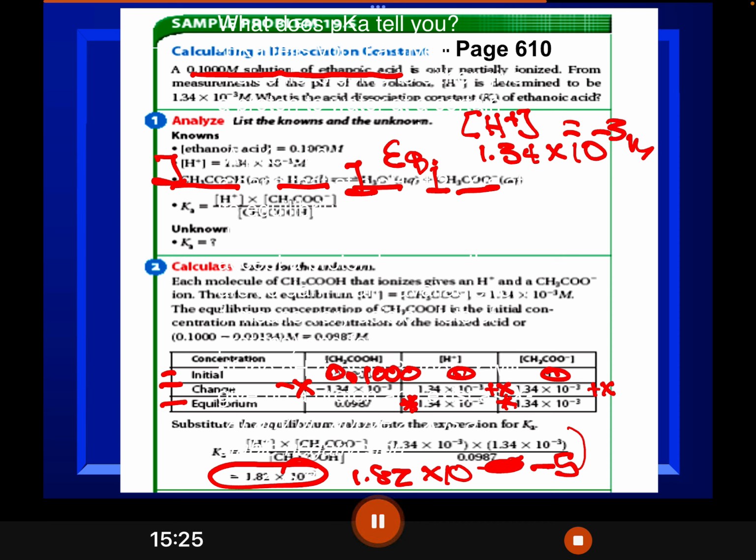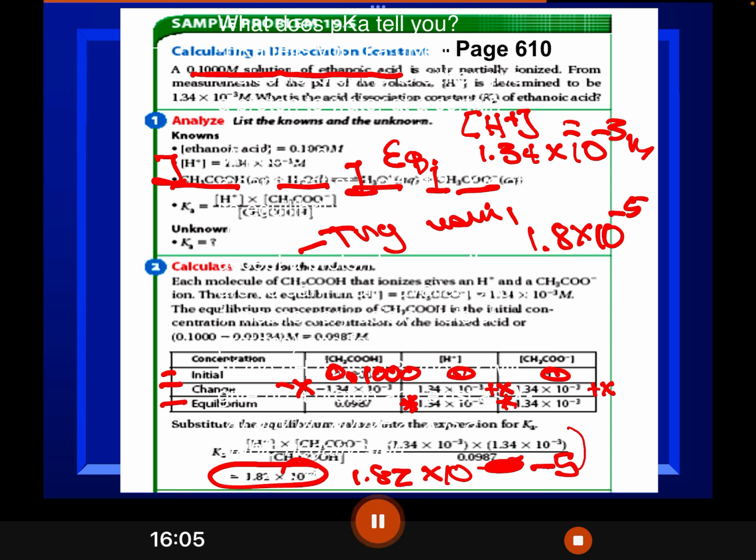One thing I'd like everybody to do right now, have you guys got your calculators out? I'd like you to recalculate this, and instead of 0.0987 in the denominator, just use the 0.1000 and see what you get. So you're going to take 1.34 times 10 to the negative third, square that, and then divide it by 0.1. Tell me what you get. 1.79 times 10 to the negative fifth. Let's round that to 1.8 times 10 to the negative fifth.